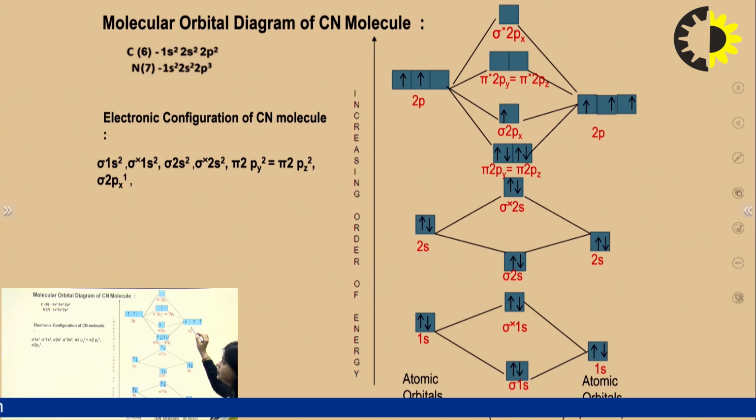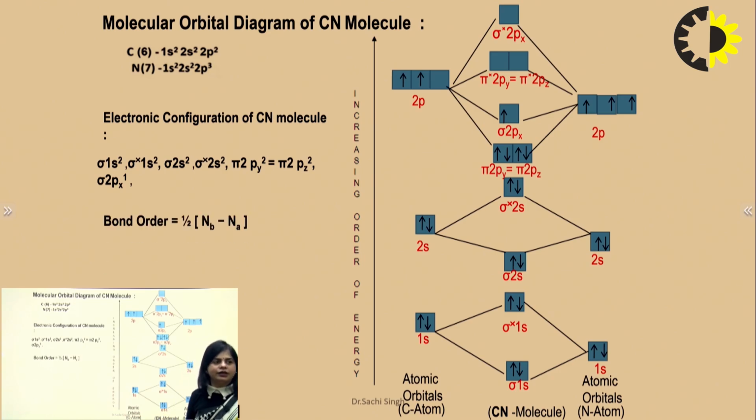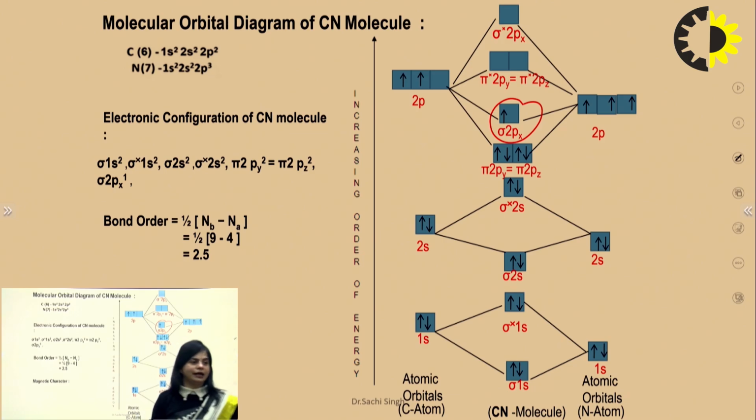Now comes the bond order. We also have to find the bond order, bonding minus antibonding. So here it is 9 minus 4, divided by 2, that is 2.5. As the outer orbital has an unpaired electron, its character is paramagnetic in nature. Okay, this is for the CN molecule.